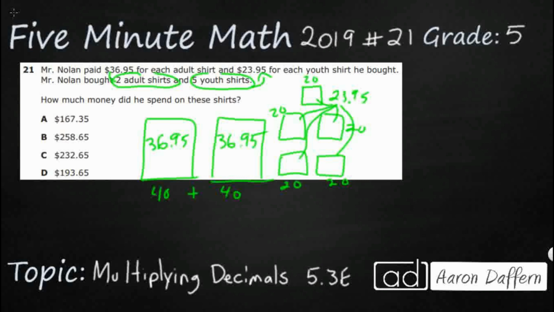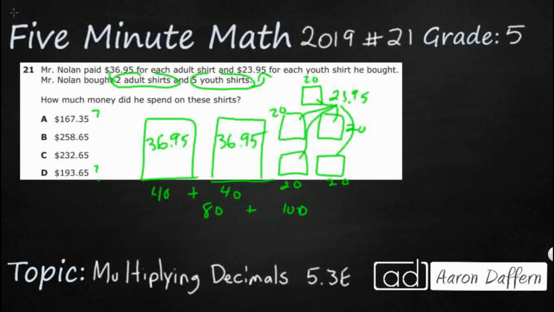So let's see, 40 and 40 makes 80. And then 20, 40, 60, 80, 100. So looks like it's about 180. So I'm kind of split between D and C as my 2 options. But there's no reason really to guess. We've got 2 options here, right?